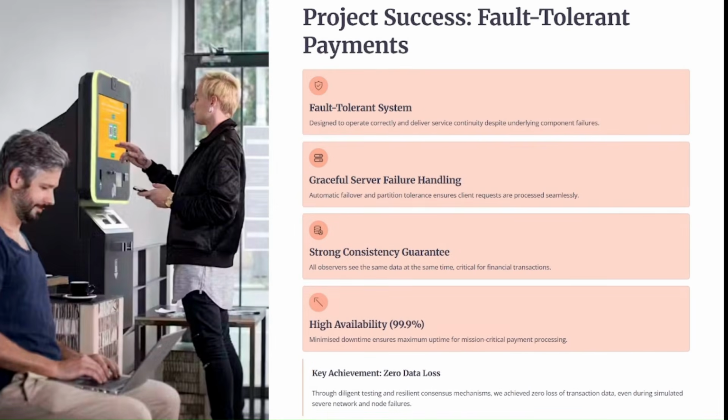Our efforts have resulted in a fault-tolerant payment system designed to maintain service continuity even when components fail. In the event of a server failure, the system automatically performs failover, ensuring that clients' requests are handled seamlessly. We maintain strong consistency guarantees, meaning that every observer always sees the same data, a critical requirement for financial transactions. We achieved high availability, 99.9% uptime, minimizing downtime and ensuring uninterrupted payment processing for mission critical operations.